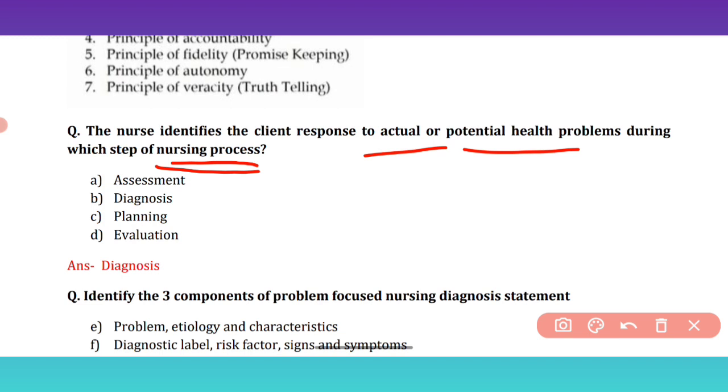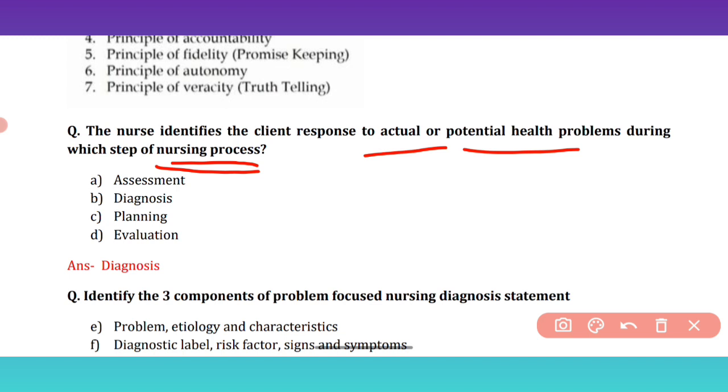A nursing diagnosis we are framing. So that is called what? Actual or potential problem. Actual problem means what problem the patient is currently facing. Potential problem means the risk the patient is going to get in the future. This is the difference between actual and potential. Very important point, guys. Actual means current problem, potential means the risk or the problem they will be getting in the future.